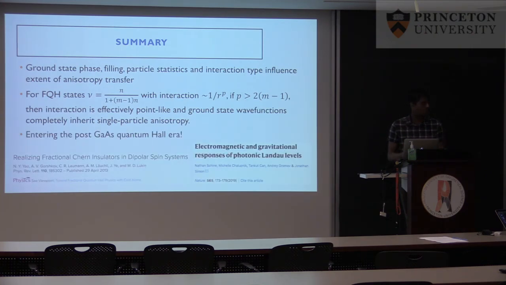And you might ask, why are we doing all this? Surely, electrons are fermionic, they have Coulomb interactions. But the point is that we are entering an era where quantum Hall is being studied in non-gallium arsenide materials. So, light, photons, dipolar spins, which interact by dipole 1 over R cubed interactions. So it's important to see what happens in these cases, and our work provides guidance on that.